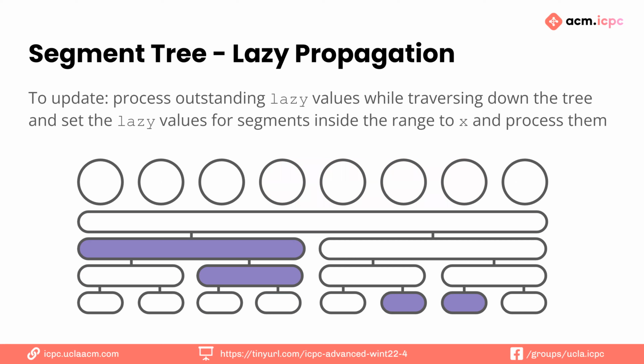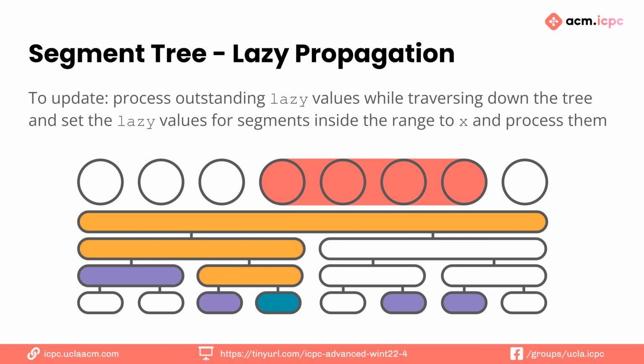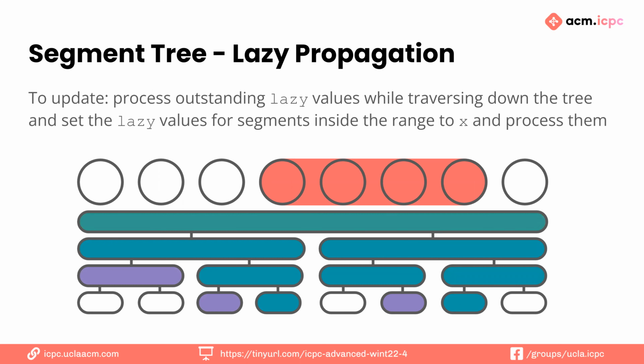Okay, so the purple rounded rectangles are the unprocessed ones, from previous operations. Then for this range, start from the root, go to the left, process that, go to the right, process that. That's inside, so we update it. Go to the right, go to the left, process that, update it, and then update the parent. So blue is updated, purple is lazy value exists.